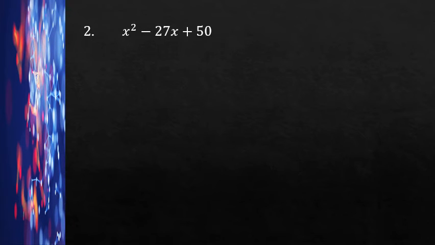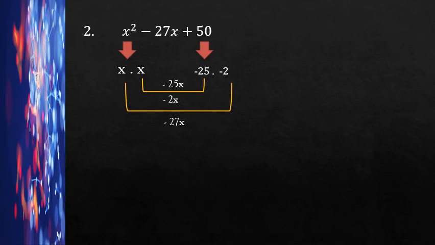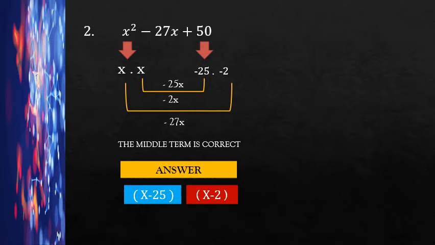Number 2, x squared minus 27x plus 50. We have x times x, negative 25 and negative 2. For the middle term, we have to check it out. Negative 25x, negative 2x, and then we have negative 27x. So the answer is x minus 25, x minus 2. As you can see, when we change again, the 25 here goes here, and the 2 goes here, they're the same answer, because a is equal to 1. So don't forget, if a equals 1, even if the number here is changed to the second factor, that's okay. They're the same answer.